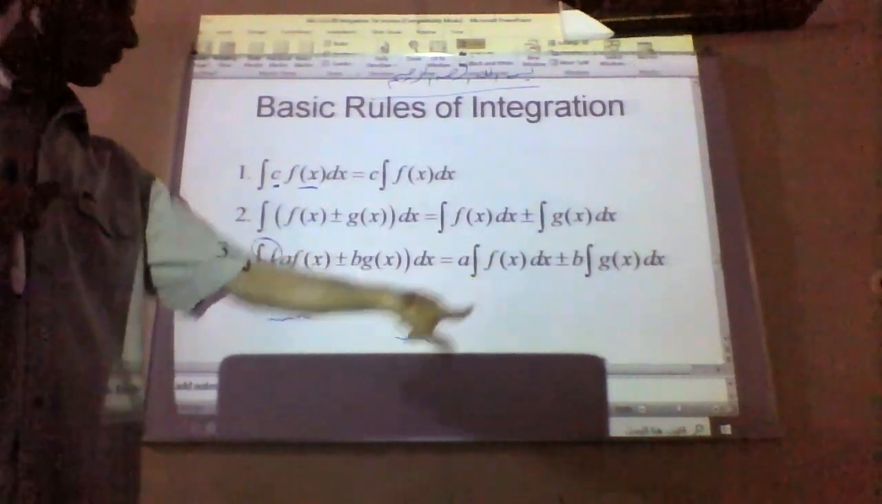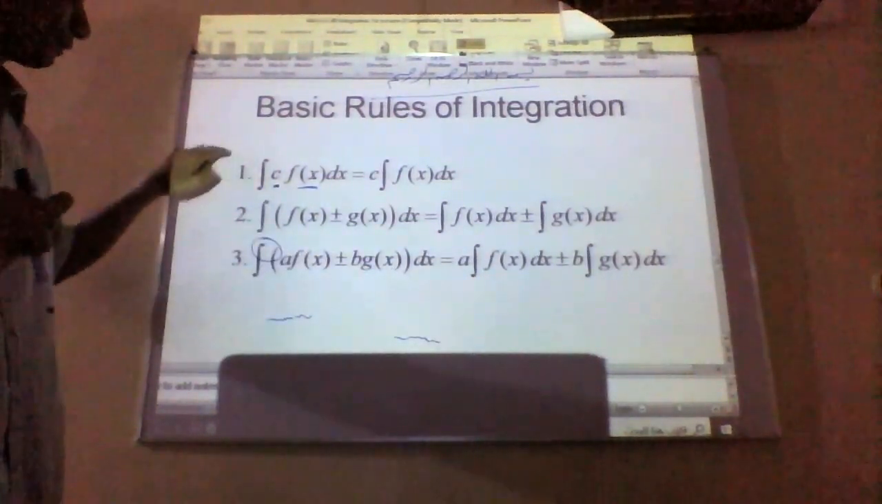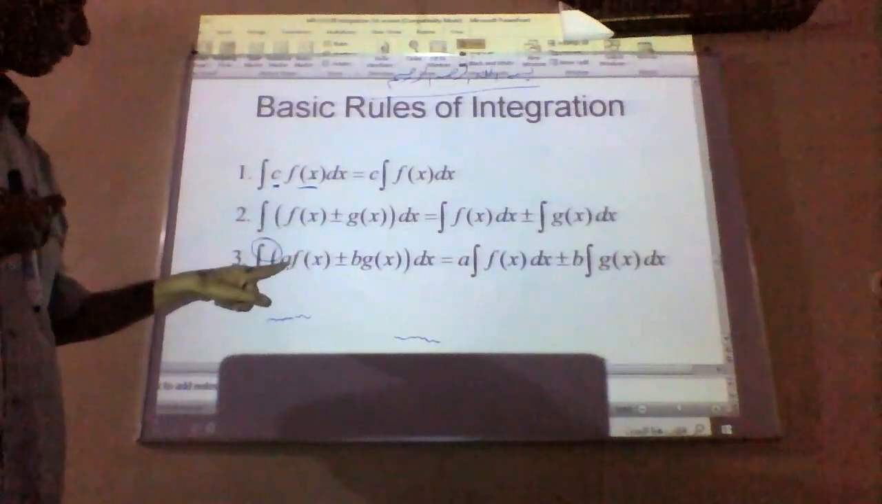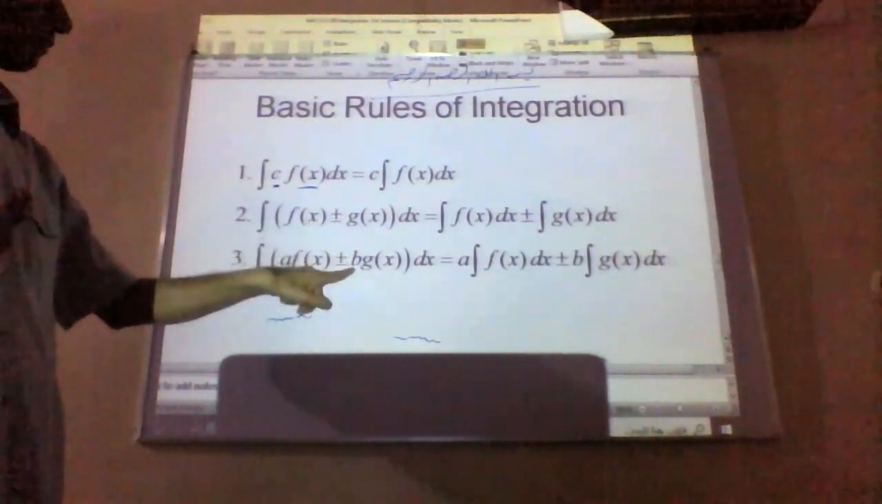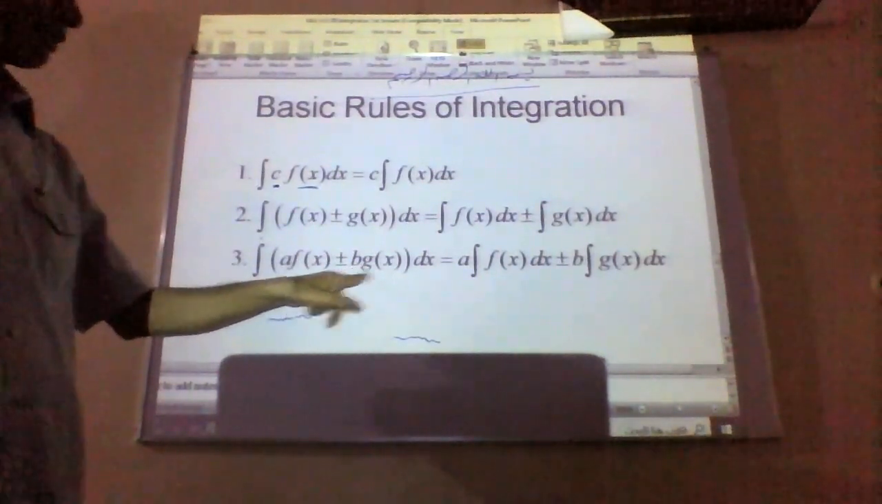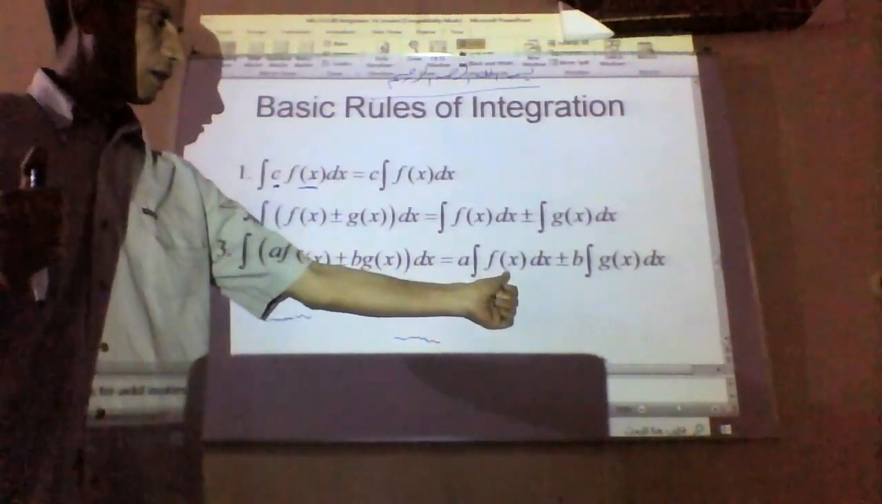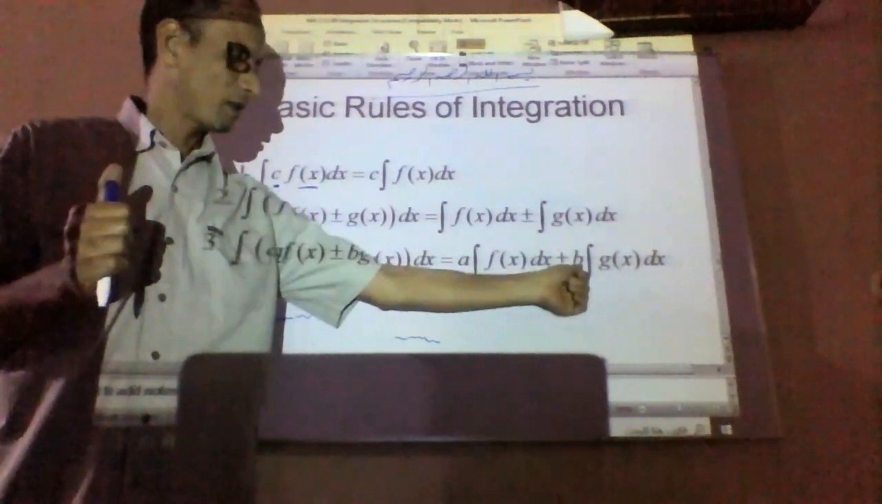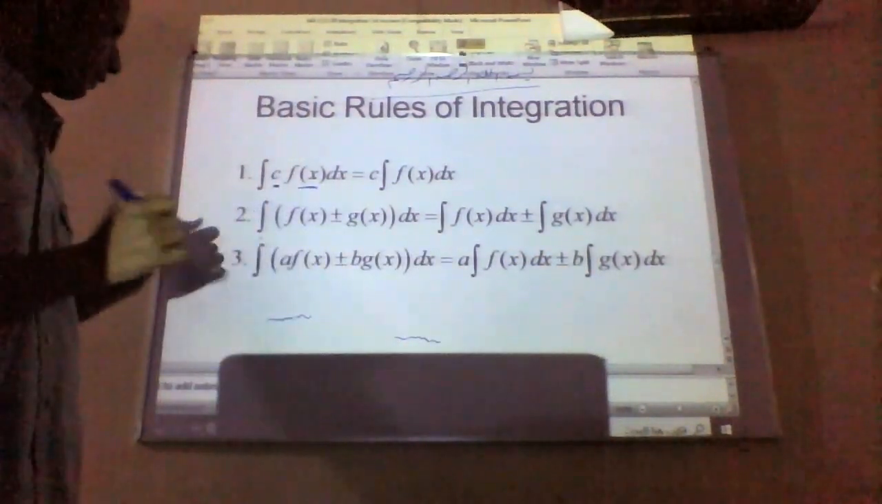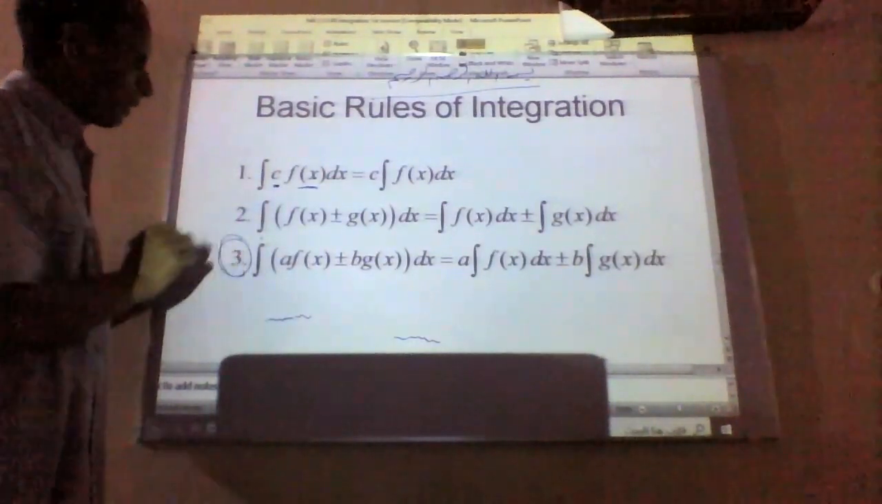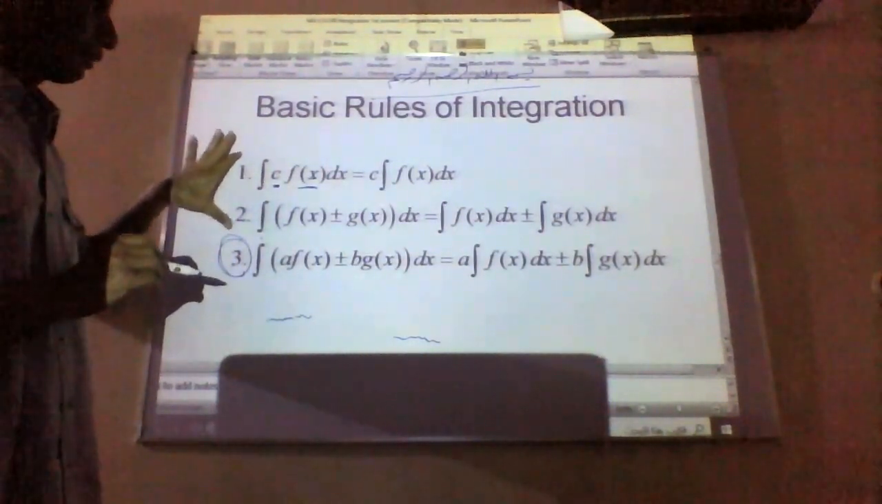Now we have a general rule for 1 and 2. f of x multiplied by the constant a, plus or minus g of x multiplied by a constant b, we can get a integration of f of x plus or minus b integration of g of x. This rule, number 3, is a generalization of 1 and 2 together.